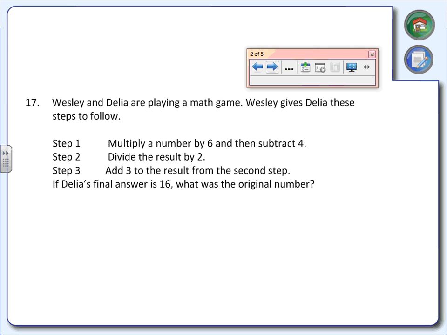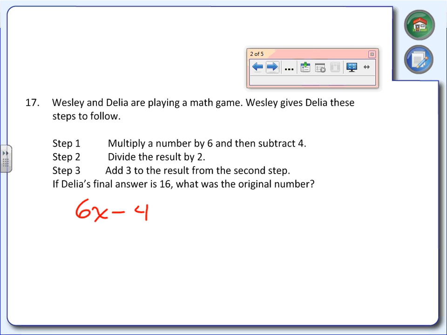All right, we're moving on to number 17. Wesley and I are playing a math game, and these are the steps they're given. Step number 1, we're going to multiply a number by 6, then subtract 4. So let me start there. They're going to take a number, multiply it by 6. So that would be 6x. That's a number multiplied by 6. Then they subtracted 4. So here's the minus 4. We're subtracting 4.